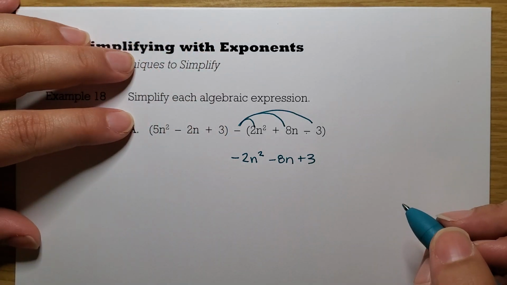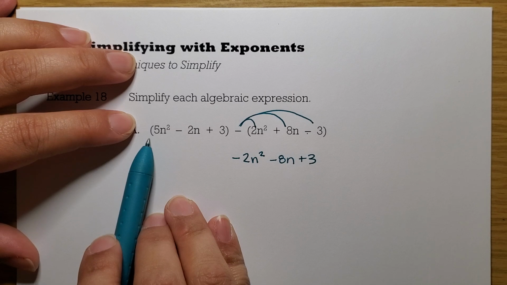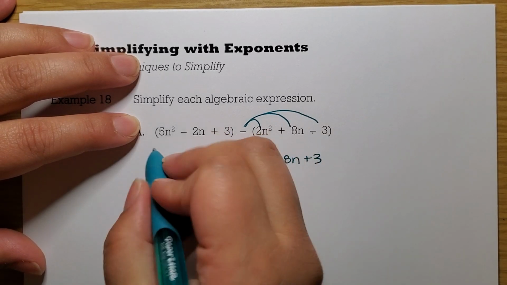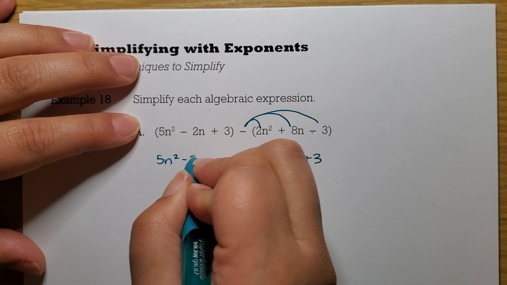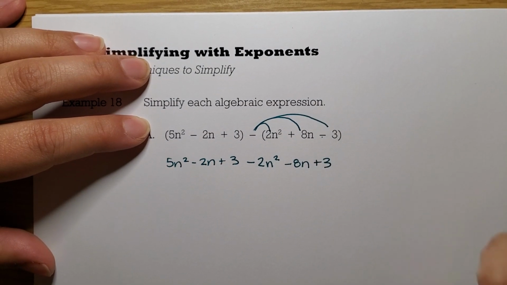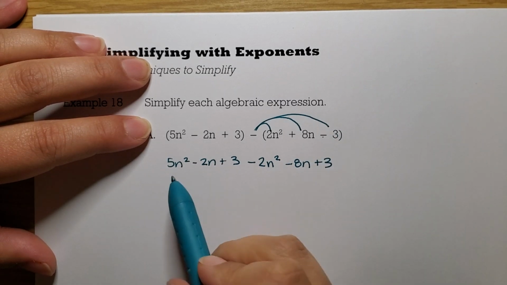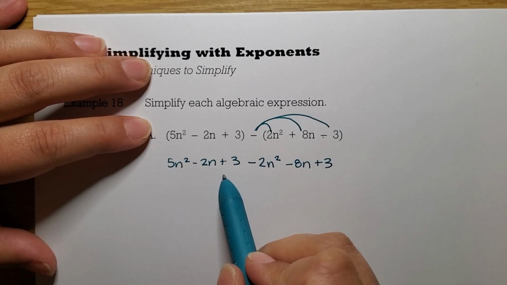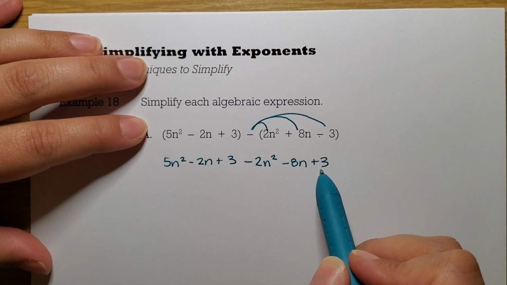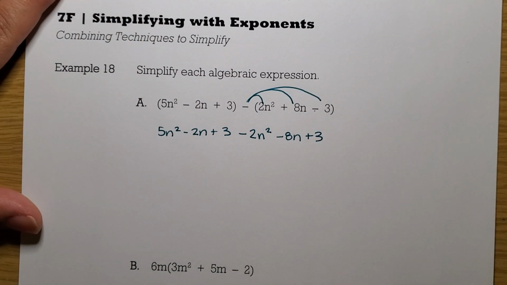Now, this piece over here had nothing in front, so it's kind of like I'm multiplying everything by 1. I don't need these parentheses here, so I'm just going to rewrite it without those parentheses. So after this first stage of simplifying, I end up with 5n squared minus 2n plus 3 minus 2n squared minus 8n plus 3.